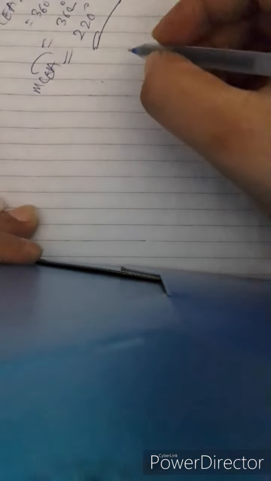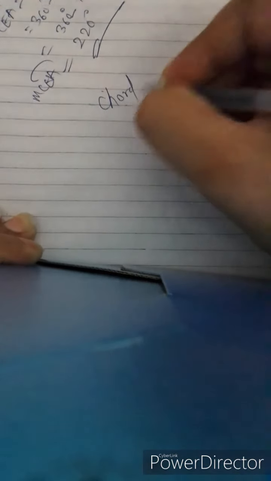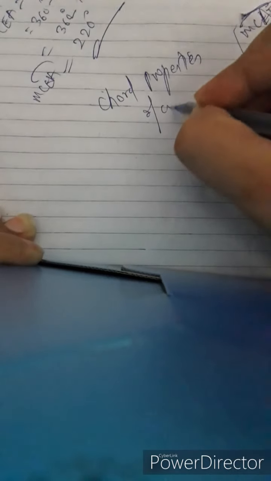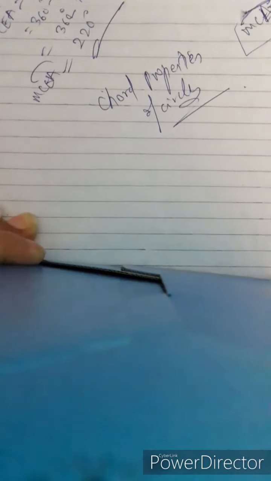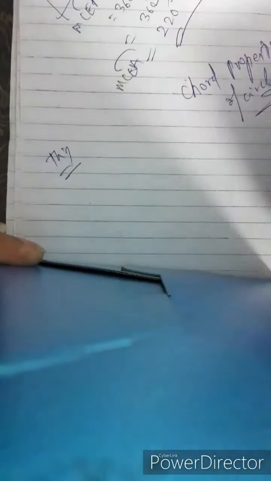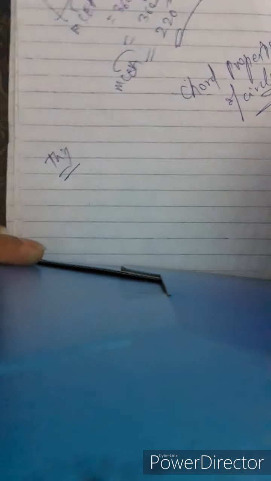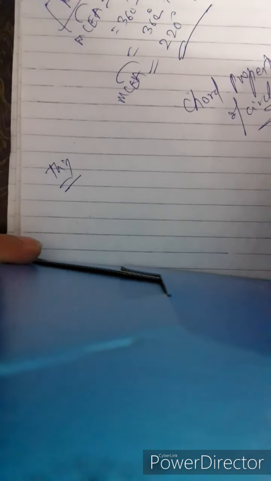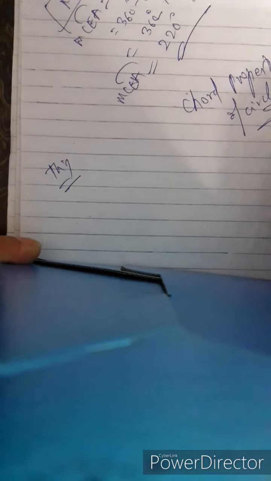So now coming to a few chord properties of circles. First property, we will look at theorem 1. A straight line drawn from the center of a circle to bisect a chord which is not a diameter is perpendicular to the chord.